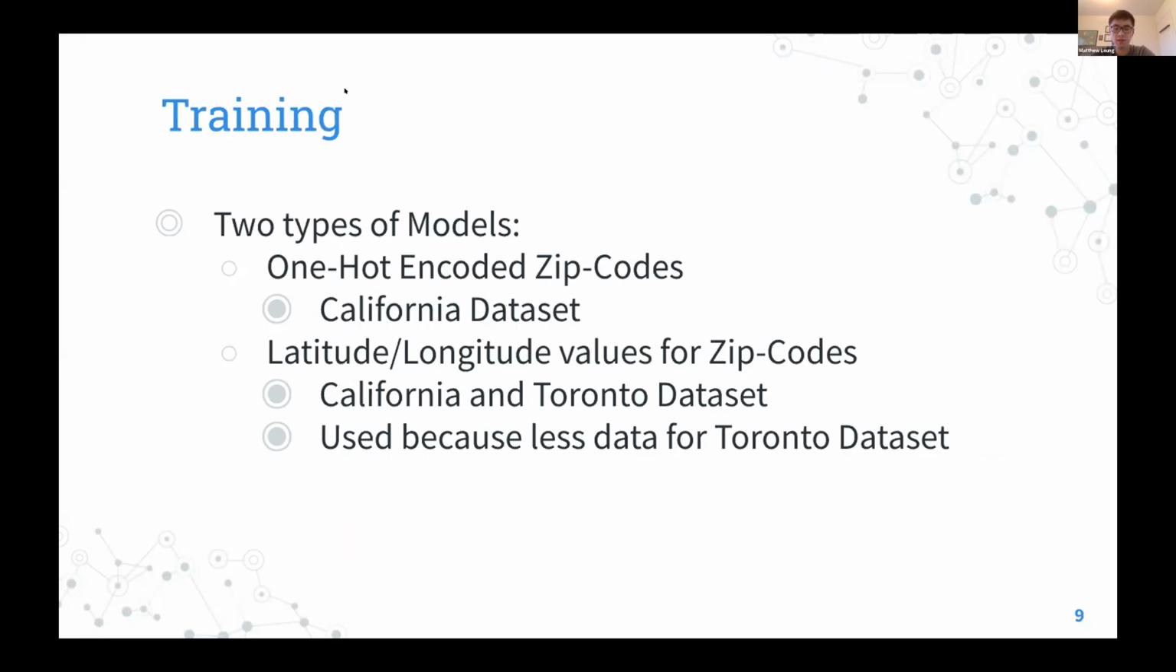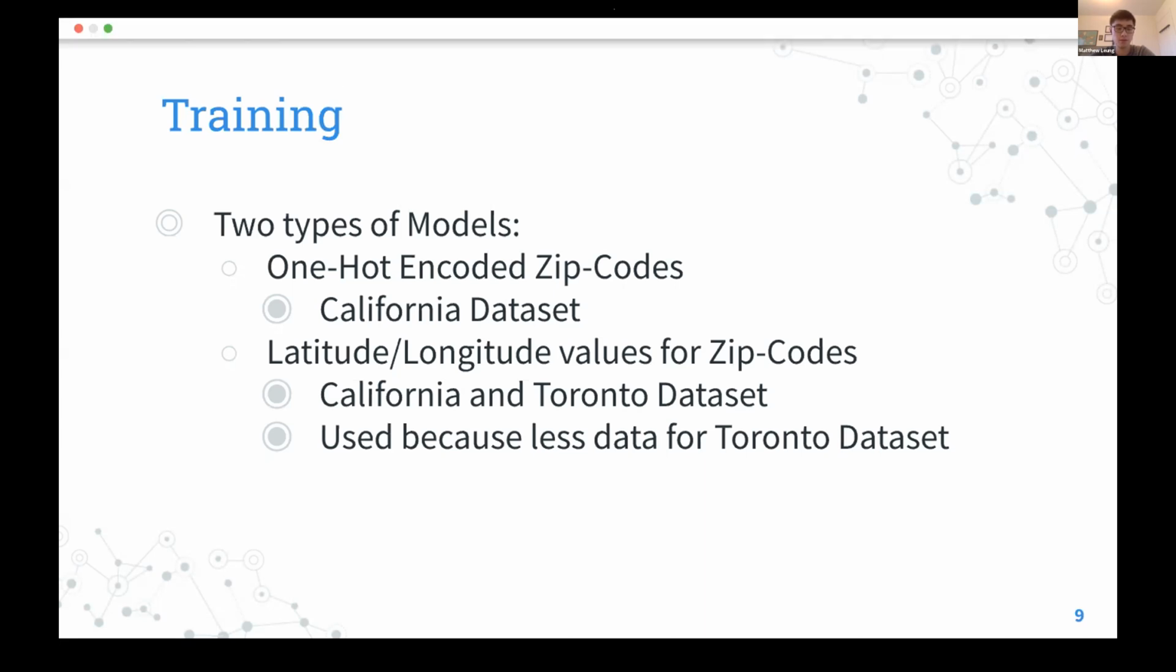Now, during the training process, we tried out two different types of models with different encodings for zip codes. The first was using one-hot encodings, and the second method was using latitude and longitude values for zip codes. And we tried both on the California dataset, but only the latitude and longitude model was used for the Toronto dataset. And this was because there were not enough distinct postal codes in the Toronto dataset, so we decided to use latitude and longitude values instead. Next slide, please.